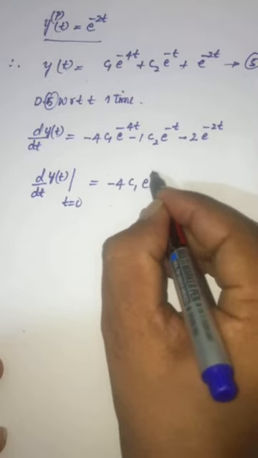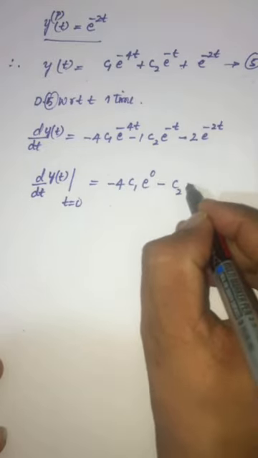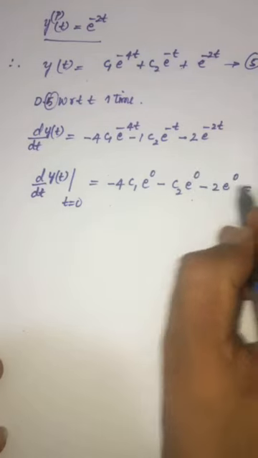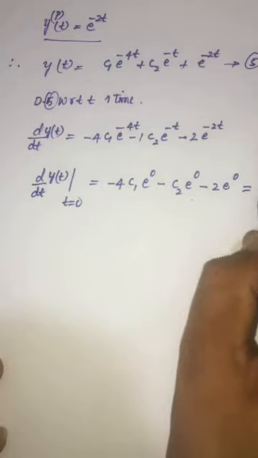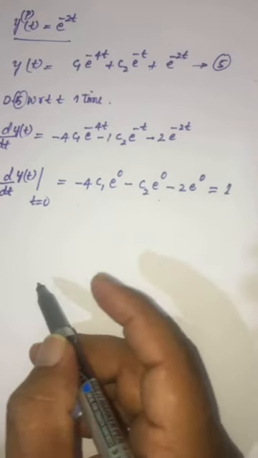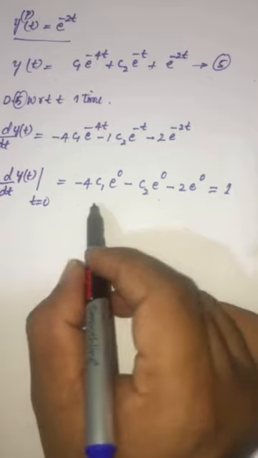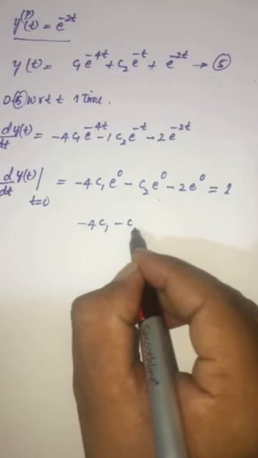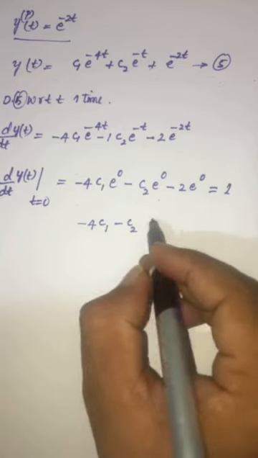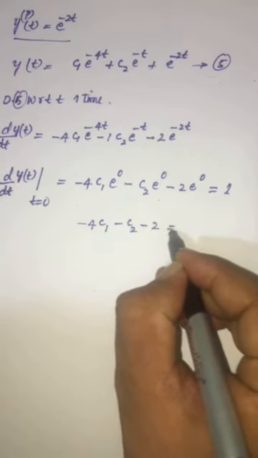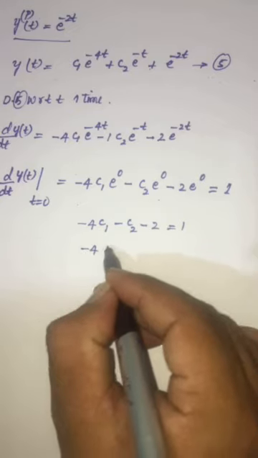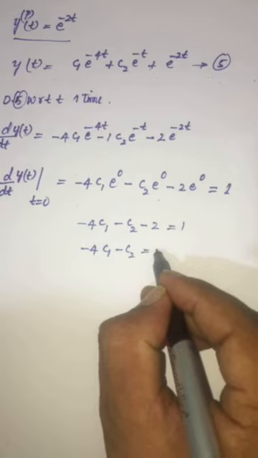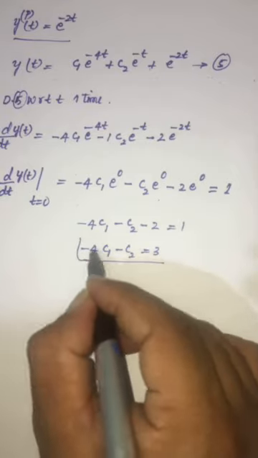-4c1 e to the power of 0 minus c2 e to the power of 0 minus 2 e to the power of 0. What value is given for it in the question? 1 is given. Therefore it is equal to 1. I am substituting here. Therefore it becomes -4c1 minus c2 e to the power of 0 is 1 minus 2 is equal to 1. Therefore it becomes -4c1 minus c2 is equal to 2. On the other side, 1 plus 2 is equal to 3. Now let this be equation 1.